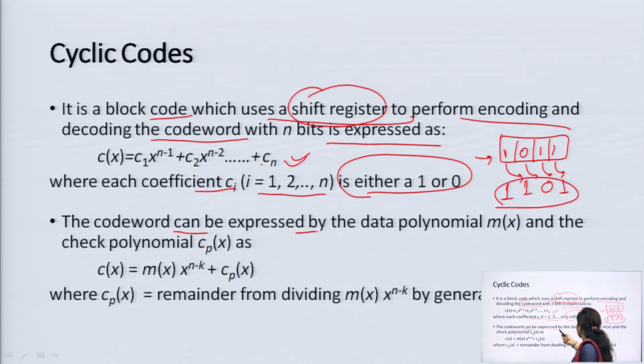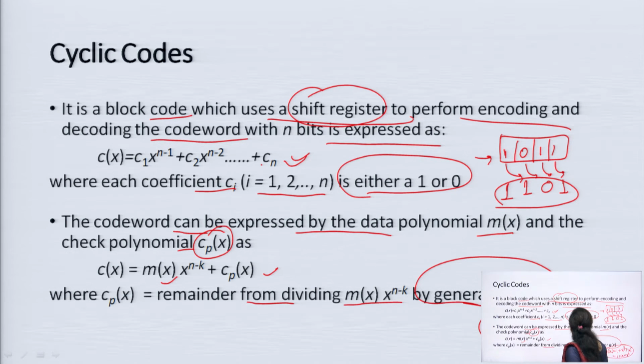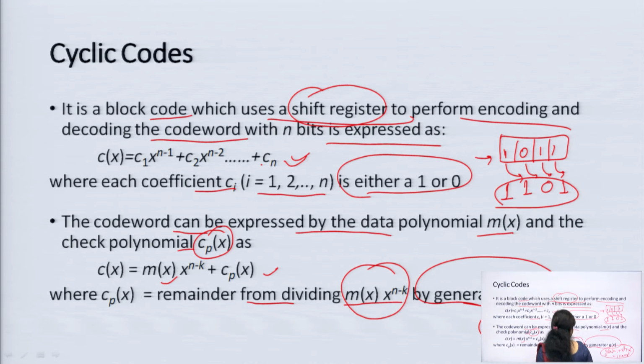The code word can be expressed by the data polynomial m(x) and the check polynomial, denoted by C_P(x), as C(x) = m(x) x^(n-k) + C_P(x). What is C_P(x)? C_P(x) is the remainder from dividing m(x) x^(n-k) by the generator polynomial, denoted by g(x). So, how will this generator polynomial be generated? It will be equivalent to 1 + x^2 + x^3, or it can be 1 + x^2. This is how the generator polynomial looks, and you have to divide m(x) x^(n-k) by this generator polynomial g(x). So, this is about the cyclic code.